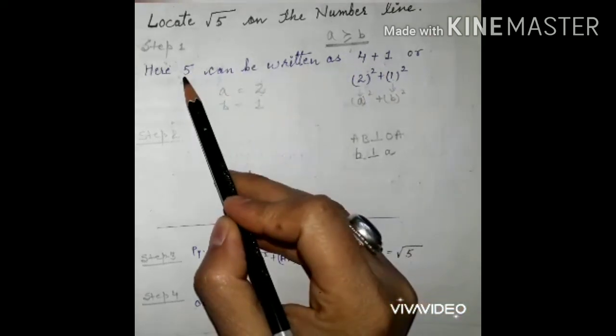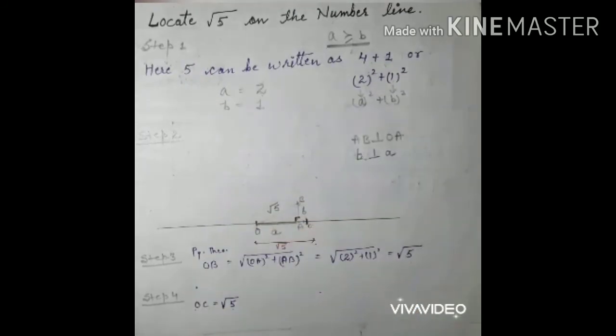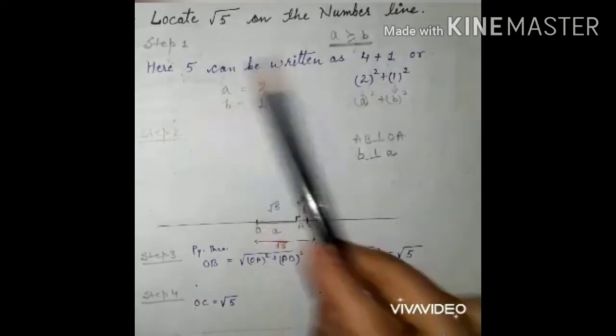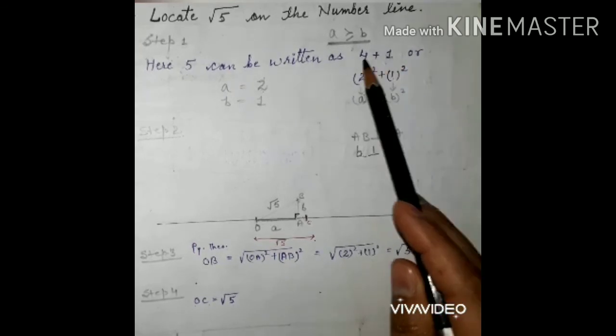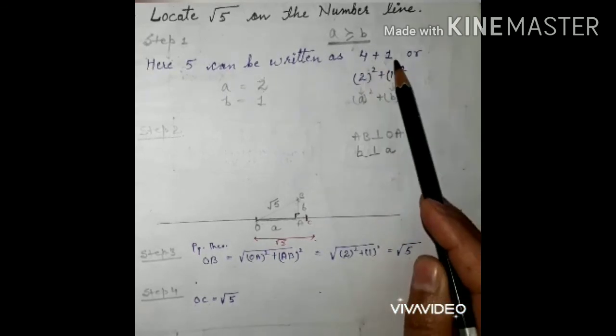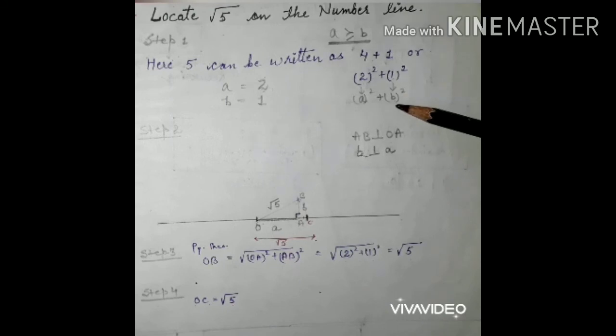So here it is 5, for the irrational number root 5. We break 5 as the sum of squares of two numbers, so 5 equals 4 plus 1. 4 is the square of 2 and 1 is the square of 1. So 2 square plus 1 square equals 5, because 4 plus 1 is 5. Here the greater number we will choose as A and the smaller number as B.